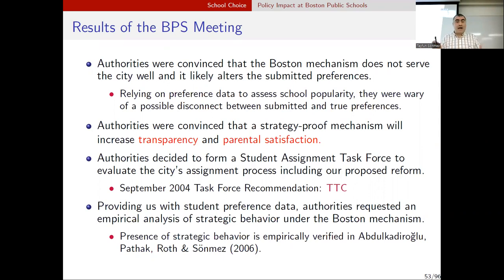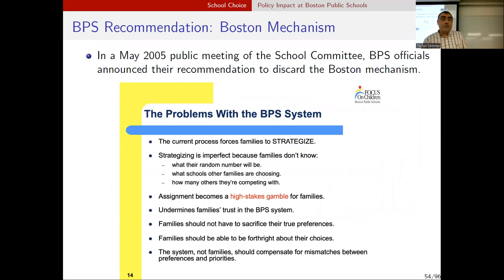Okay. Now, besides providing us with student preference data, authorities requested an empirical analysis of the strategic behavior under the Boston mechanism. Why? Because you have to justify this reform to the people of the city, right? And the school committee. Now, at the May 2005 public meeting of the school committee, BPS officials announced their recommendation to discard the Boston mechanism. These are their slides. These are not my slides. These are the slides from Boston Public Schools.